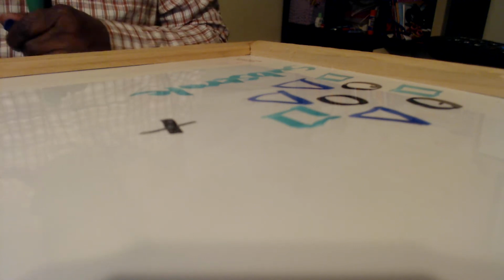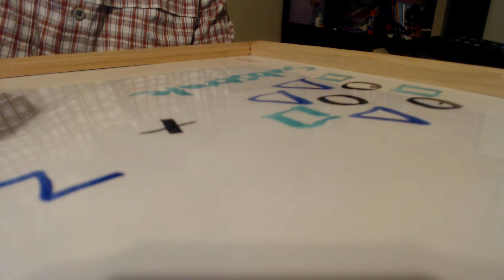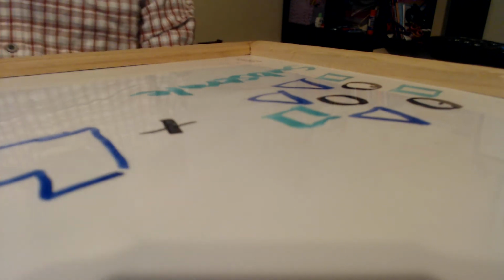Now, I'm going to use blue because I'm a blue man. I really love blue. So I'm going to draw what looks like, look what I'm doing. It looks like a square. So it is a square. So 1, 2, 3. See that? So that's a square. Okay.